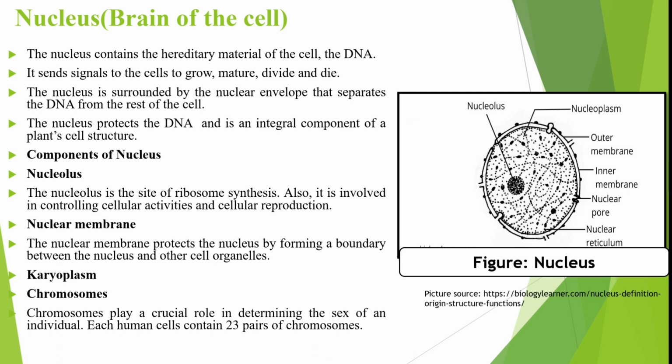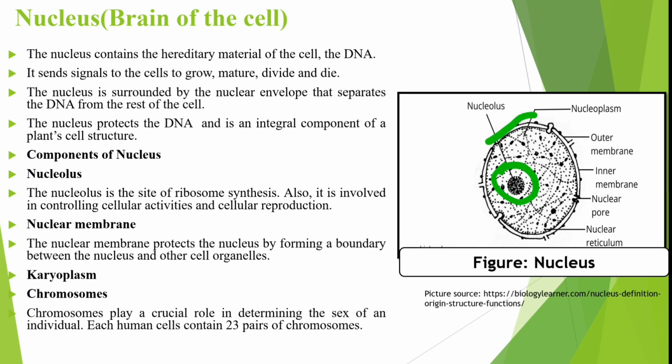So what are the different components of the nucleus? Nucleolus is present in the nucleus. It is the site of ribosome synthesis. Ribosome is another cell organelle which helps in protein synthesis. So ribosomes are synthesized in this nucleolus.